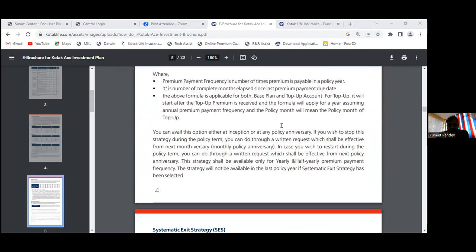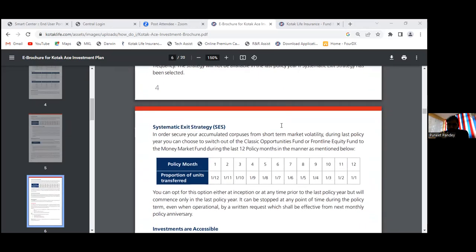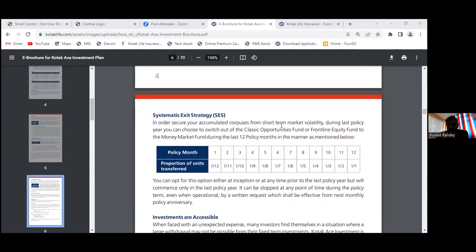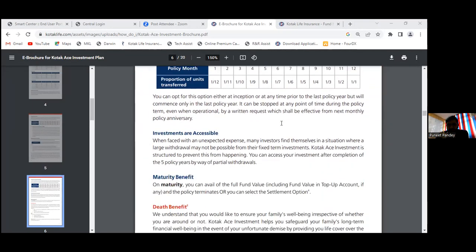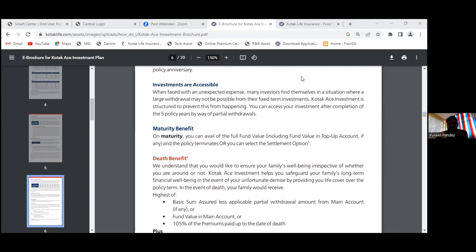Now comes to this. You can switch this also. Systematic exit strategy also it is there. SES is also there. So now I will close this and I will explain to you how it is going to work out, sir. Fine.